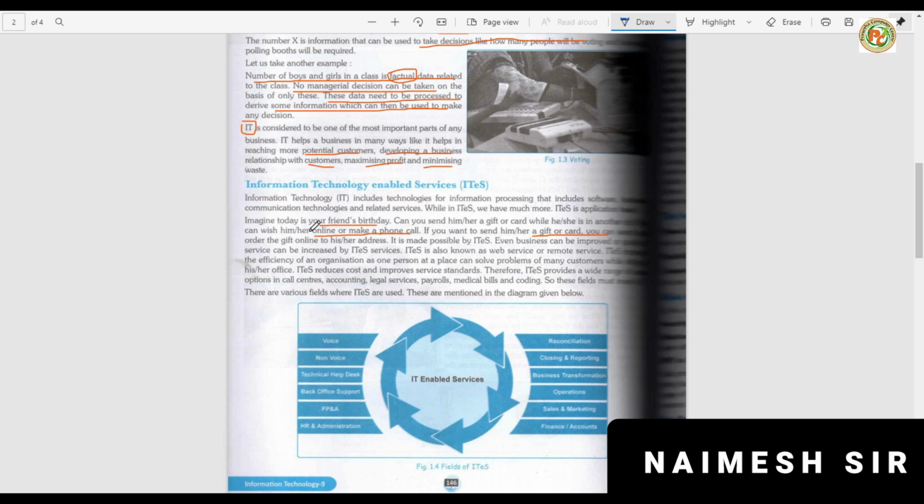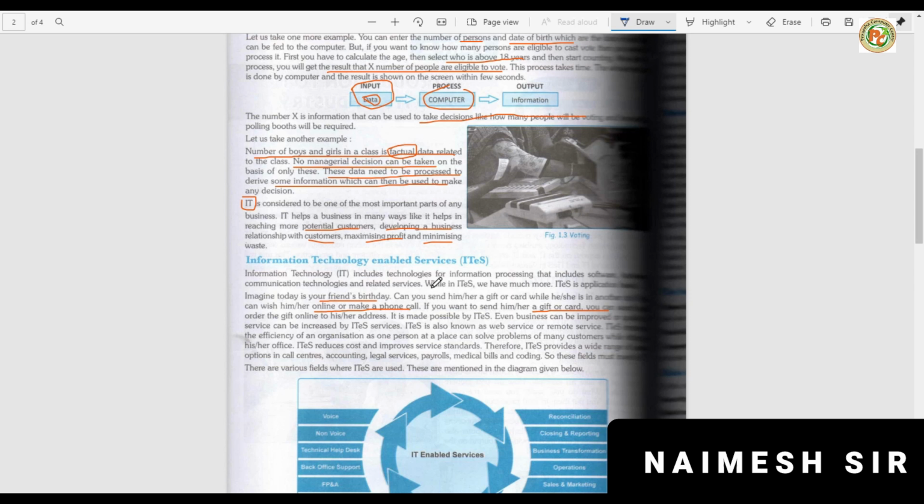Now we are going to learn about ITeS, meaning information technology enabled services. IT includes technology for information processing, that includes hardware, software, and other things, and communication technologies and related services. Well, in ITeS we have much more. ITeS is application based.